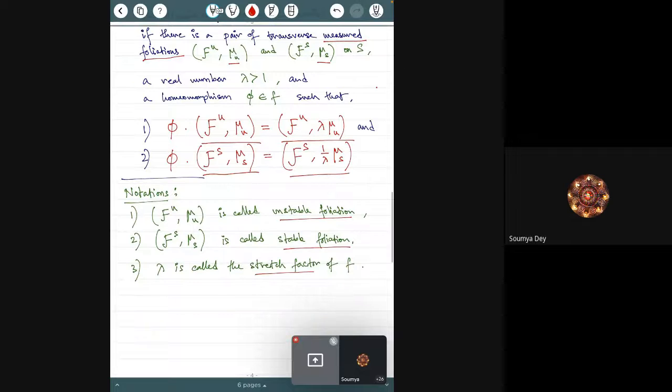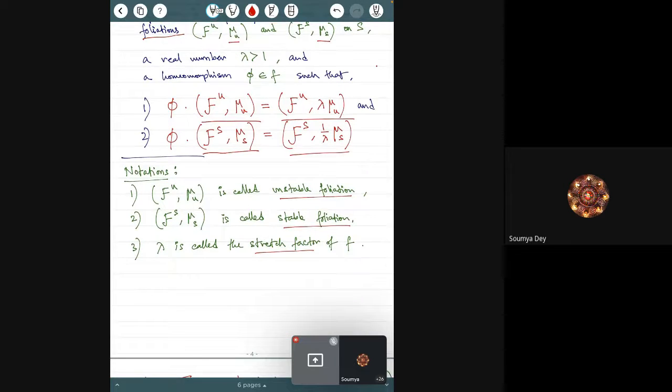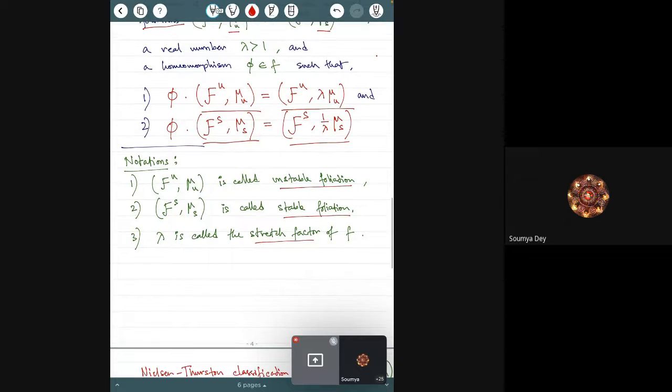And as I said earlier, the first foliation which is getting stretched is called the unstable foliation, and the foliation which is getting contracted is called the stable foliation. And as usual, the lambda, the constant that is getting multiplied, is called the stretch factor of the mapping class. Any questions?